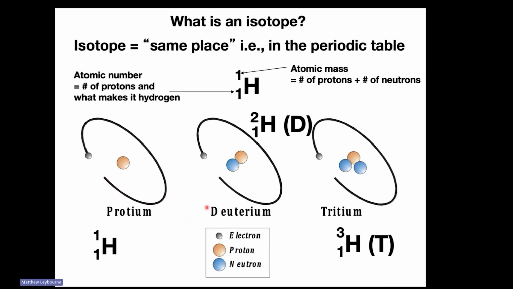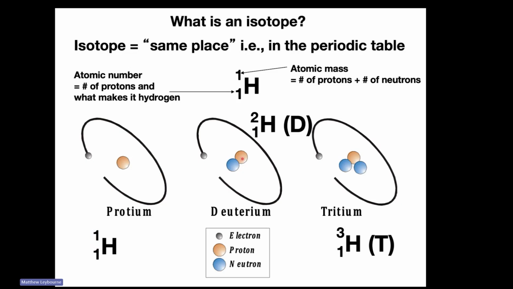And so what's an isotope? An isotope is the same place, i.e. in the periodic table. So if we consider hydrogen, hydrogen has an atomic number of 1, and that does not change, but its atomic mass at the top left here, that can change. So hydrogen 1 has 1 proton and no neutrons and 1 electron. And we can call that protium or hydrogen 1. So it has an atomic mass of 1 and an atomic number of 1.